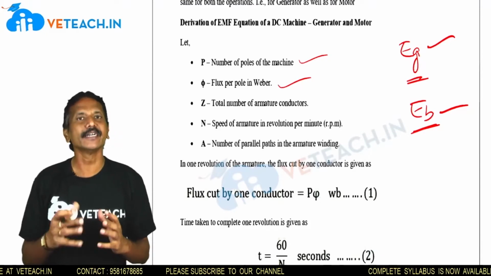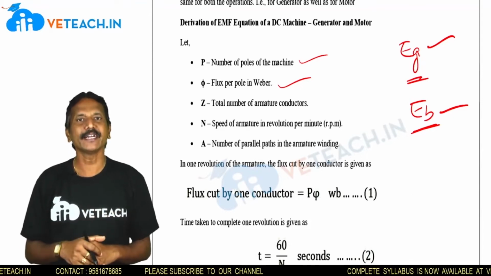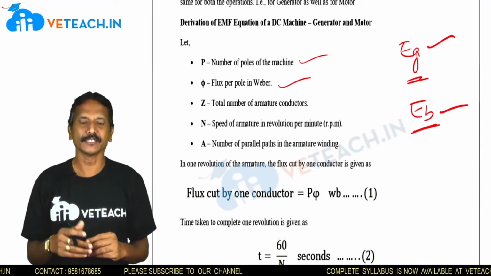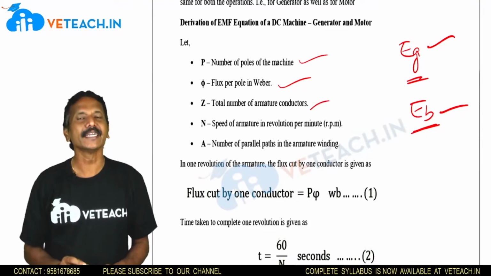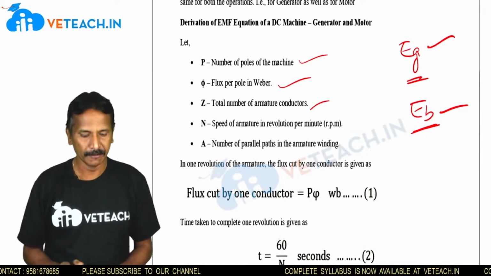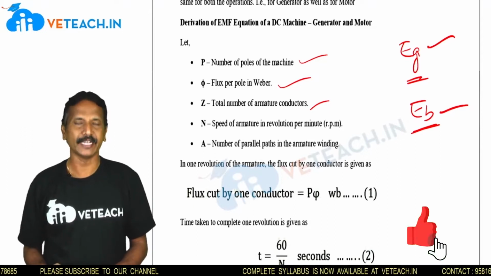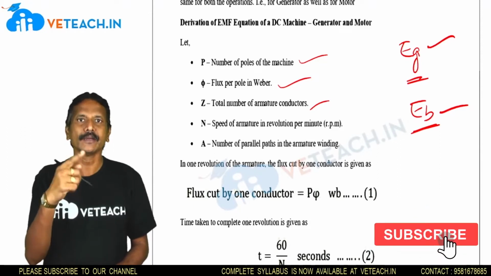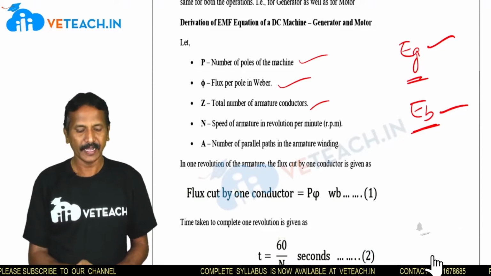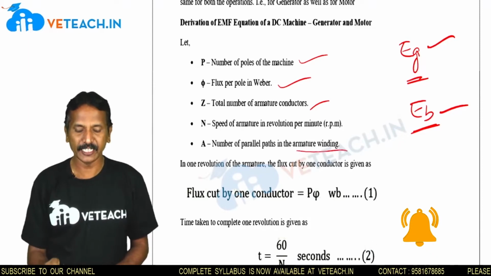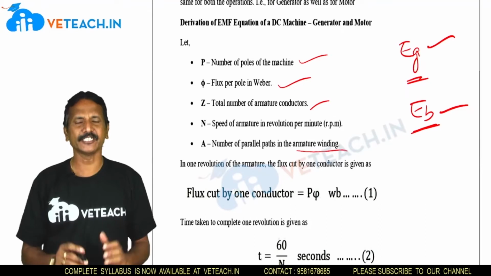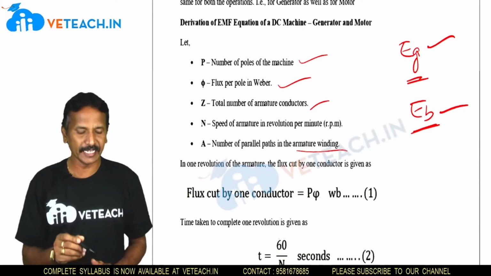Z is the total number of armature conductors. If you observe, the winding will have a number of turns, right? So the total number of armature conductors is denoted by the letter Z. N is the speed of the armature in revolutions per minute, RPM. One revolution is nothing but a speed. And A is the number of parallel paths in the armature winding. These are the basic things: P, phi, Z, N and A.